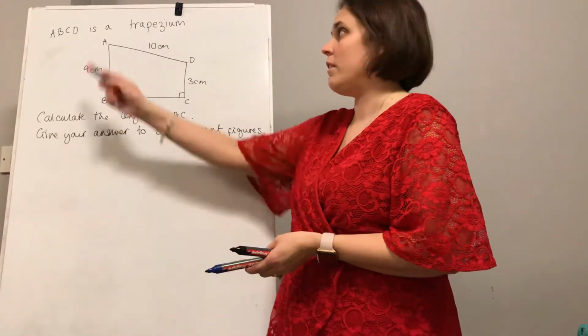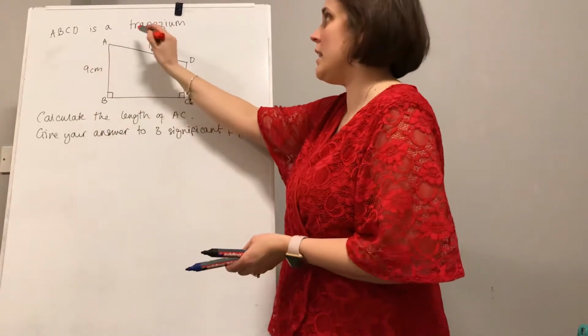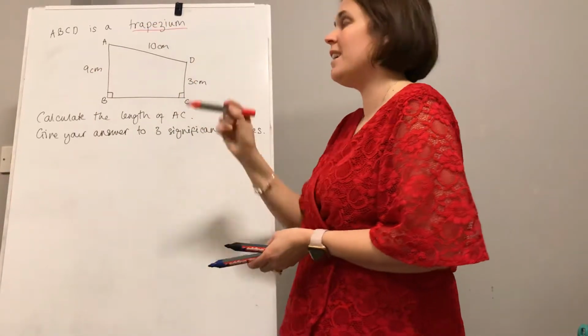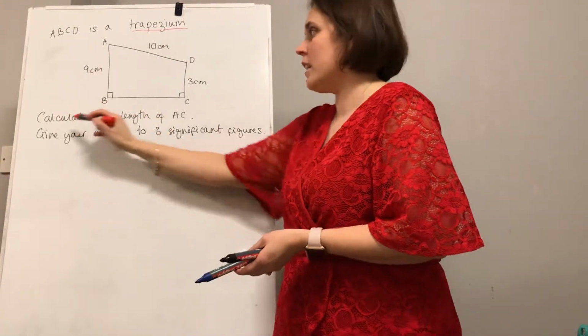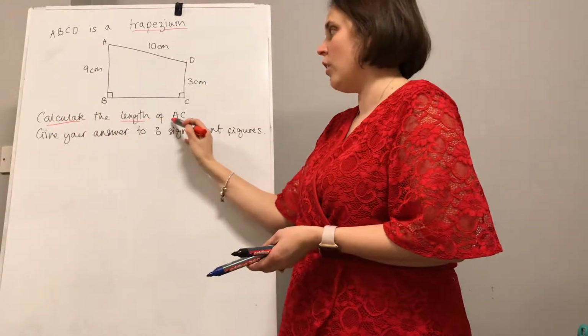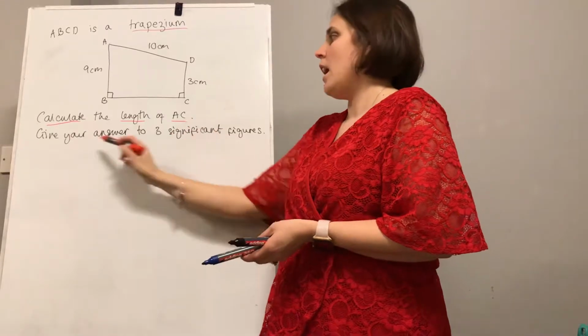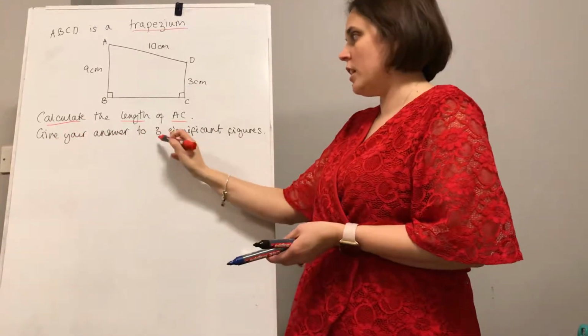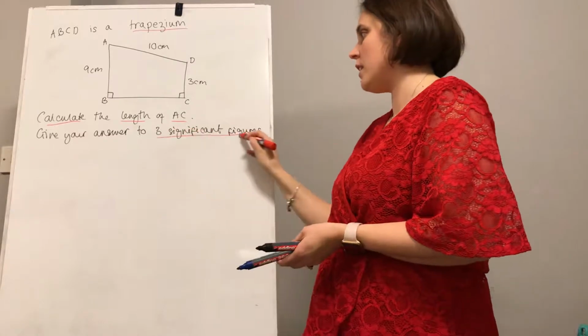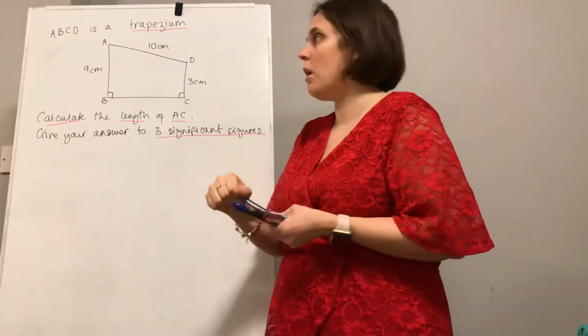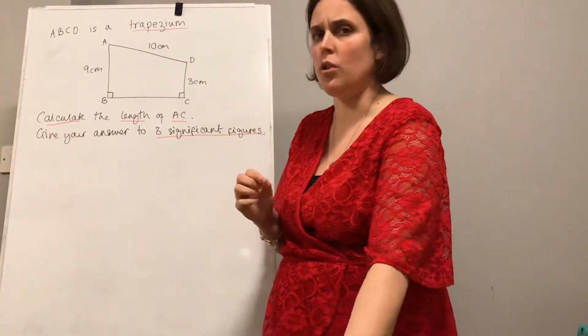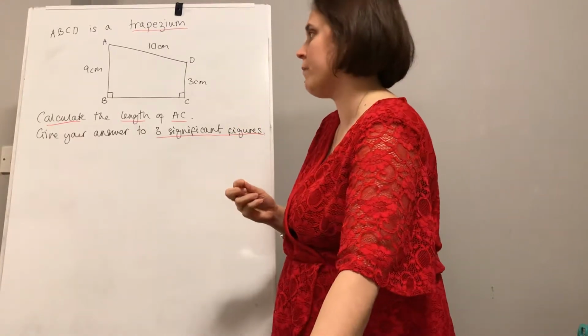So first of all here it tells you that ABCD is a trapezium, okay, so that's really important. It then asks you to calculate the length of the line AC. And lastly, it asks you to give your answer to 3 significant figures. Now, all of those points are the key parts of the question that you've really got to make sure you have clear in your head.